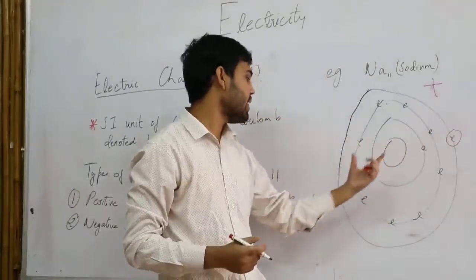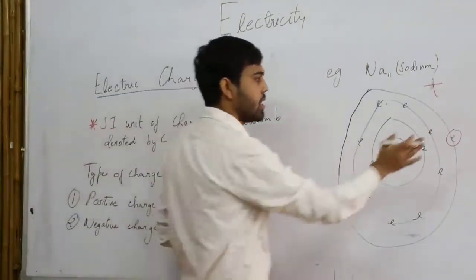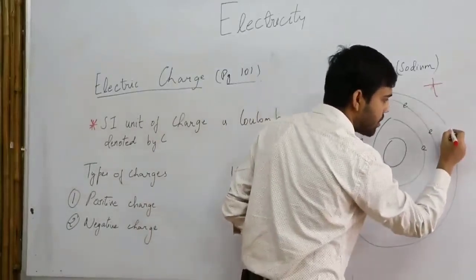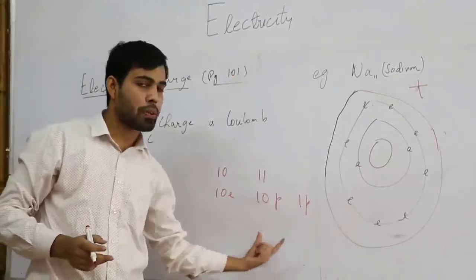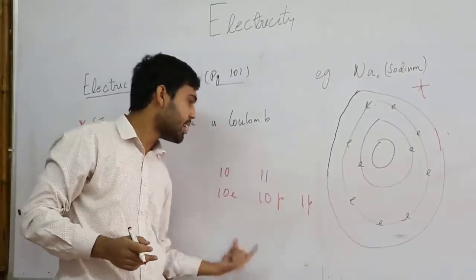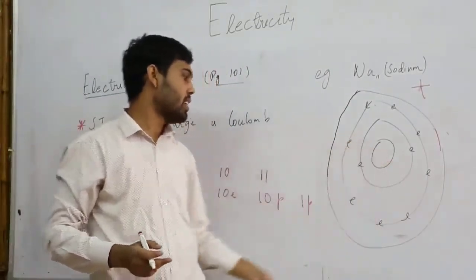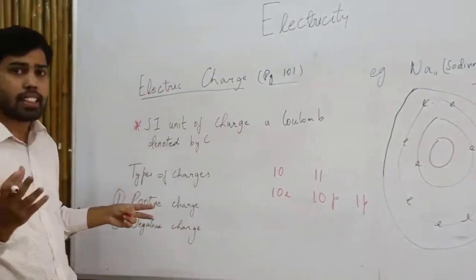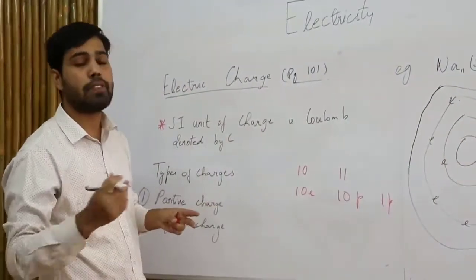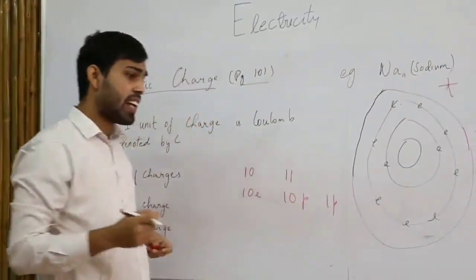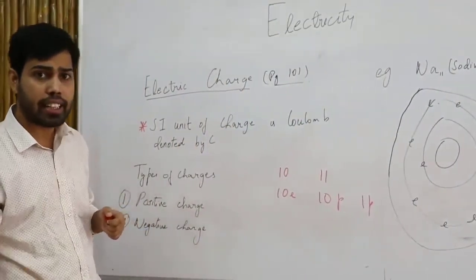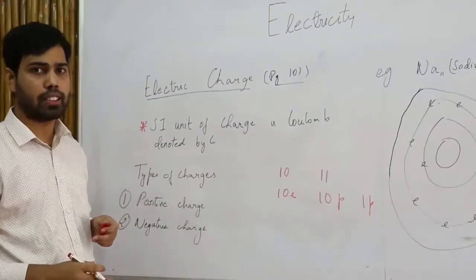So as you can see, there is a deficiency of electrons. This electron is moving out of this atom, so there is one less electron in here and one more proton. So because of this one less electron, this acquires a positive charge. So what is a positive charge? It is an object which has a deficiency of electrons. What about a negative charge? A body is said to acquire a negative charge when there is an excess of electrons.